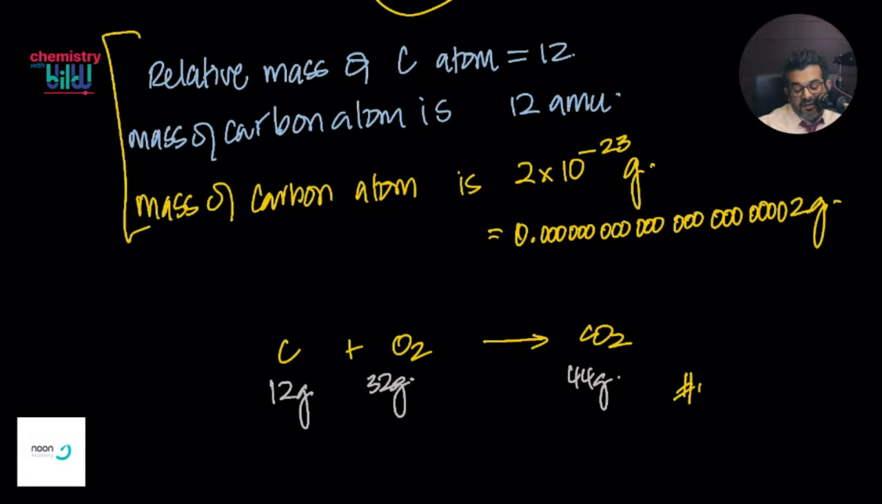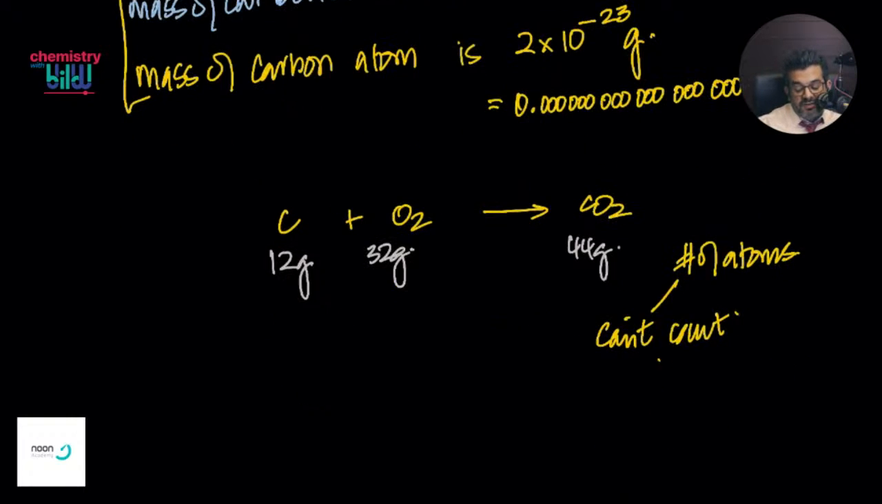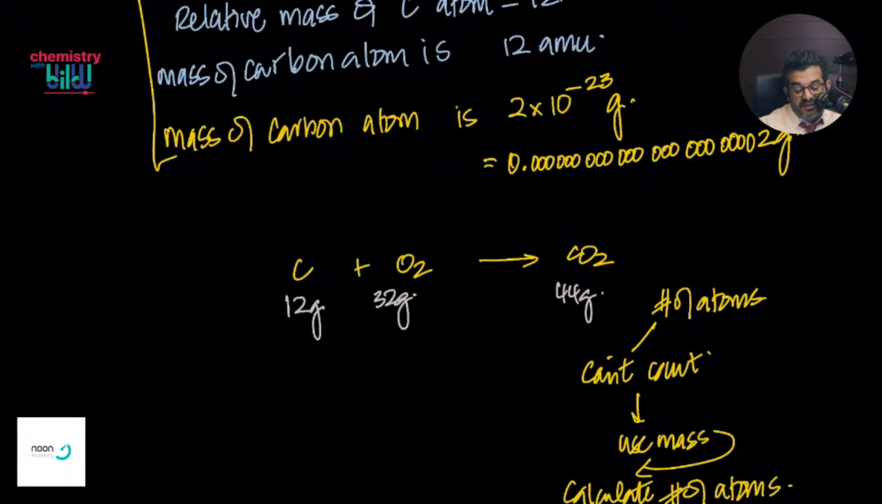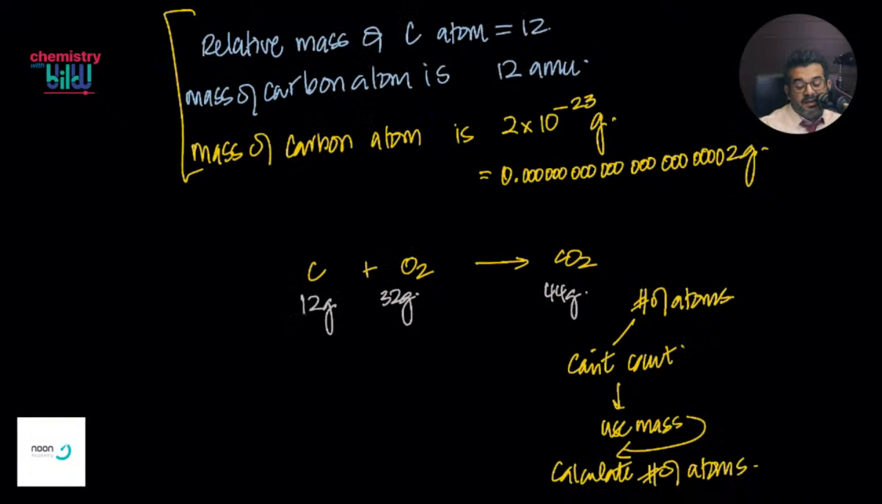We want to know the number of atoms, but we can't count atoms. They are too small. So what we use is mass to calculate the number of atoms. Literally, calculate the number of atoms.